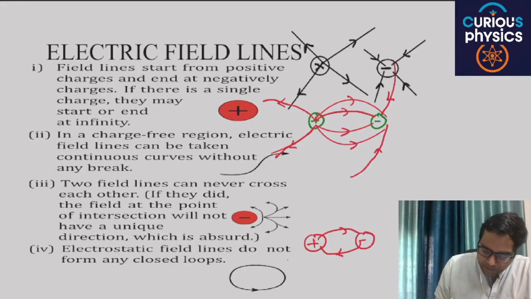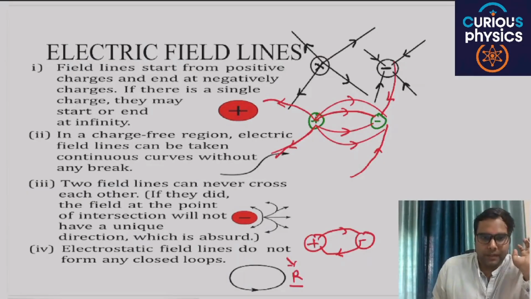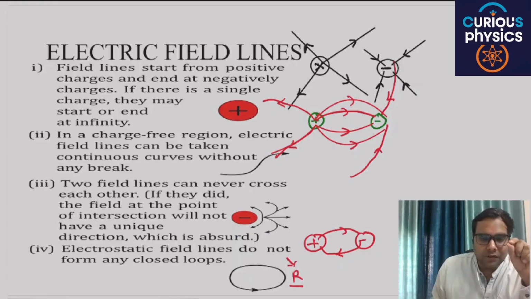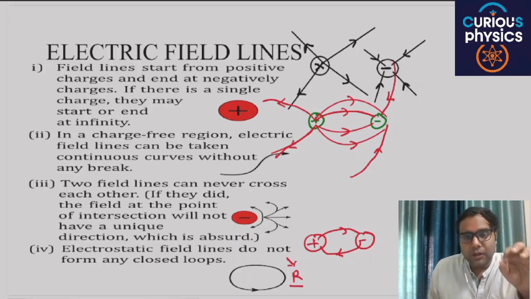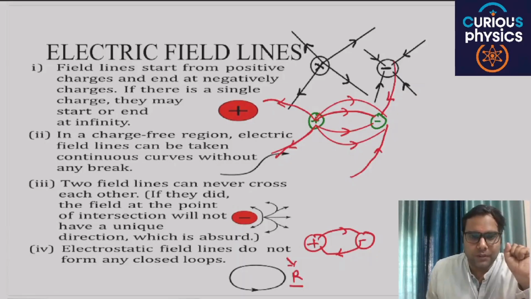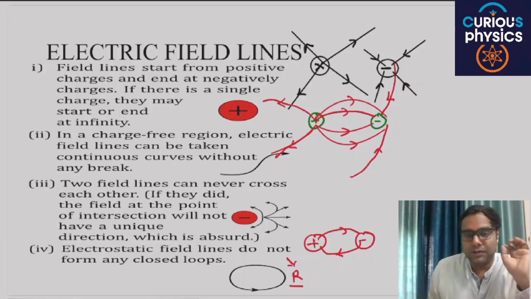The reason is very interesting. The reason is that electrostatic force is a conservative force. Remember this point. Electrostatic force is a conservative force, and the work done by it does not depend on the path. It just depends on the initial and final position. You can understand this point in your 4th or 5th chapter of the class 11th book, where you will understand the concept of conservative and non-conservative forces.